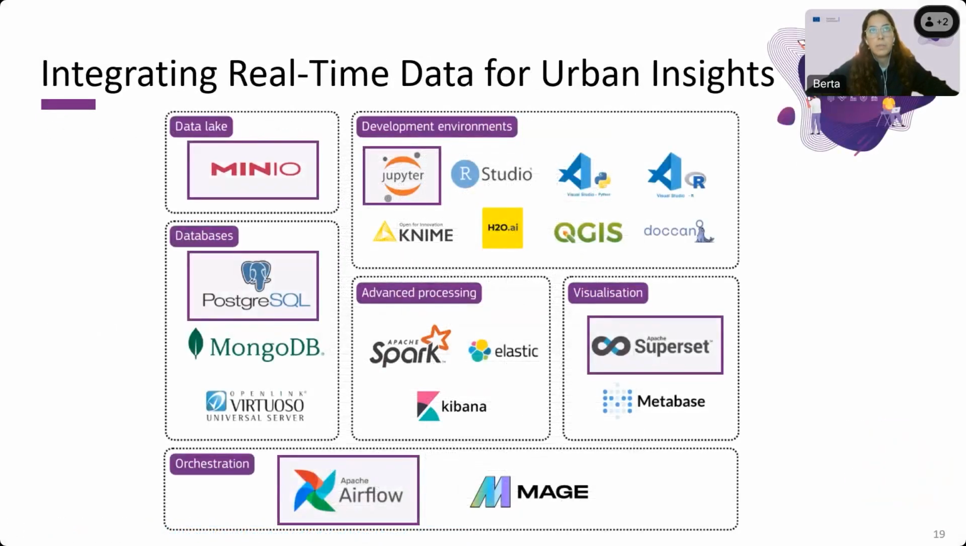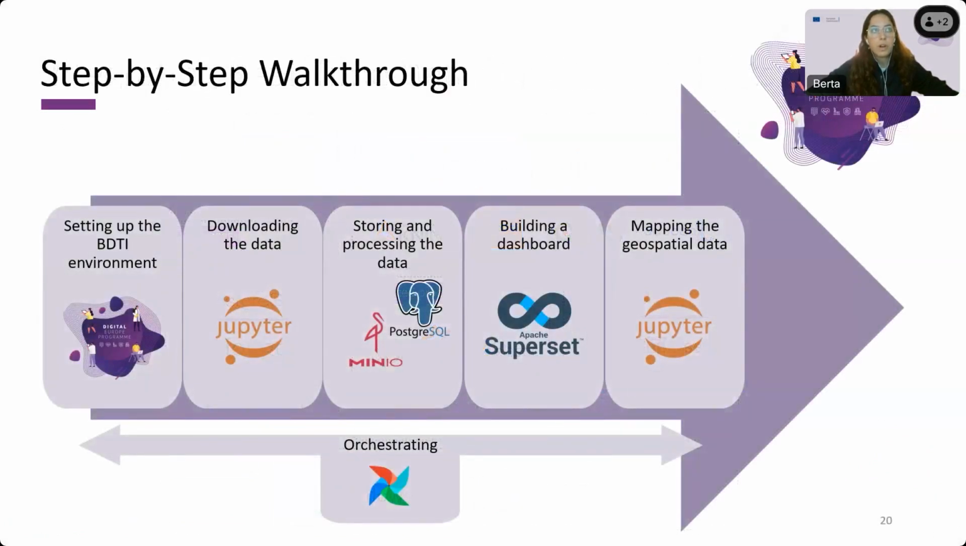Here, an overview of the tools from the BDTI platform that we're going to use. We're going to start by setting up the environment, downloading the data. We're going to use Jupyter Lab for this, creating Jupyter notebooks with Python. Then we will store and process the data with PostgreSQL and Min.io to store the raw files and some output files, as we will see. Then we will create a dashboard with visualizations on Apache Superset. And finally, we will orchestrate the whole process using Apache Airflow.